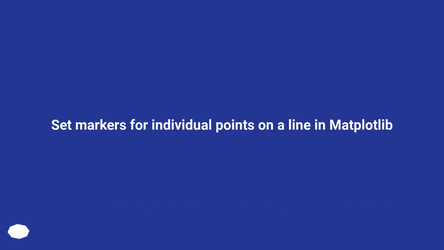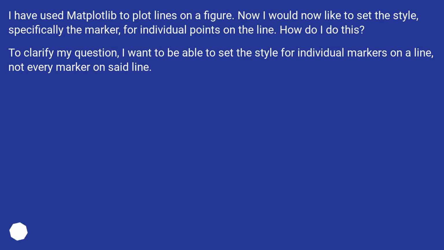Set markers for individual points on a line in Matplotlib. I have used Matplotlib to plot lines on a figure. I would like to set the style, specifically the marker, for individual points on the line. How do I do this?